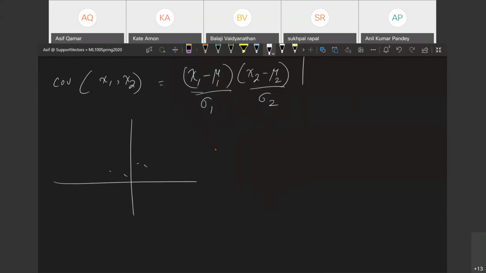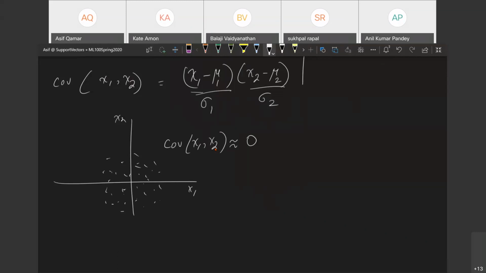So here, let me take this case now. Here, what do you expect covariance of x1, x2 to be? Approximately equal to 0, isn't it? They don't seem to vary. When x1 increases, x2 could be decreasing or increasing. You can't tell. There is no pattern in the data, isn't it?